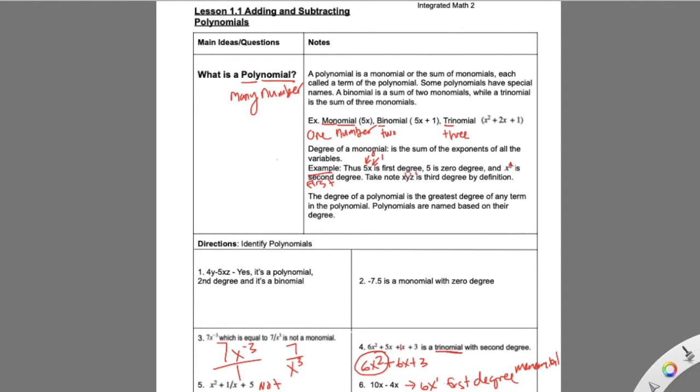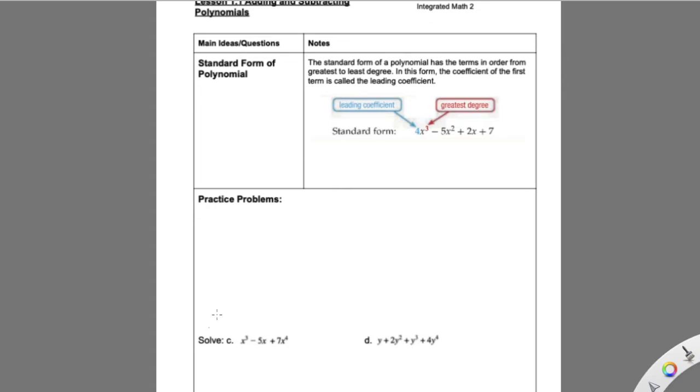All right, so let's go ahead and go to the second page here. This is still lesson 1.1. It's kind of cutting it off a little bit, but now we're going to practice putting them in order and looking at the pieces here. So we have the standard form of a polynomial has the terms in order from greatest to least. In this form, the coefficient of the first term is called the leading coefficient.